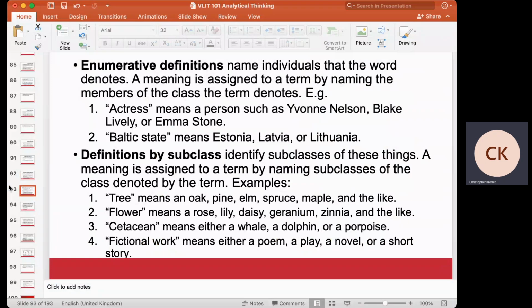Subclasses that would define what a term is, or you are trying to use the subclasses to identify what the term actually means. Or we'll talk about flower, and flower means a rose, lily, daisy, geranium, zinnia, and the like. All of these are subclasses of flower, and you are using them to identify what the term actually denotes. Or fictional work: fictional work means either a poem, a play, a novel, a short story. These are all subclasses that are being used to identify what the term belongs to.